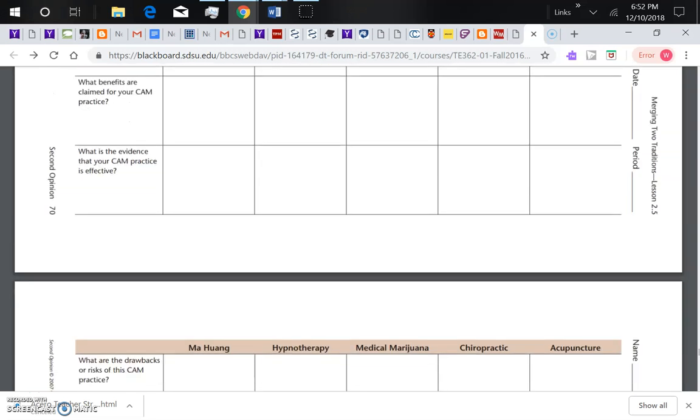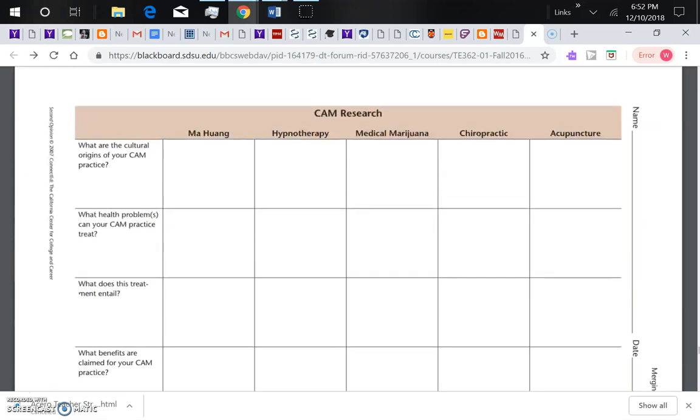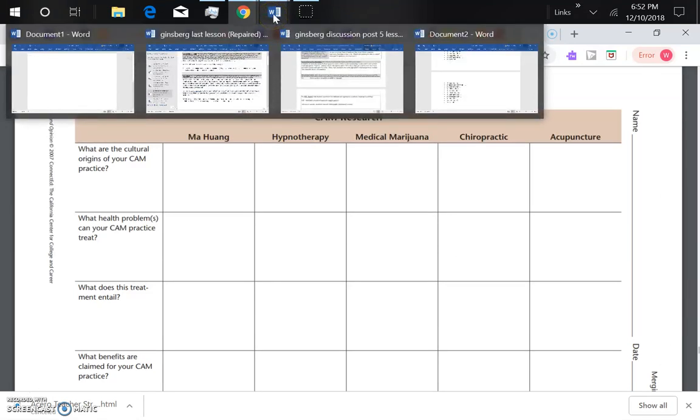So every student will have at least 1 square filled in from each column. So that will be the direct instruction portion. And hopefully that won't take longer than 9 or 10 minutes.